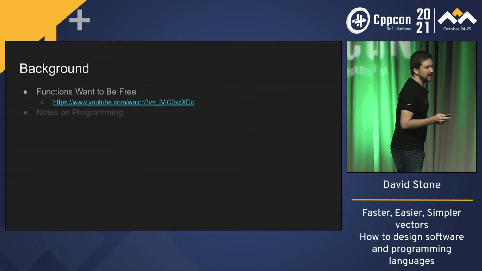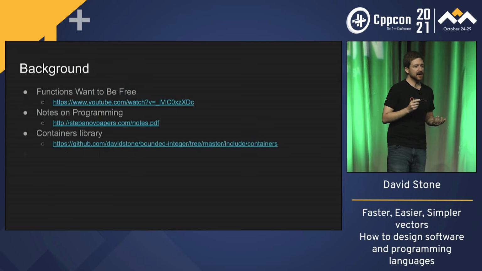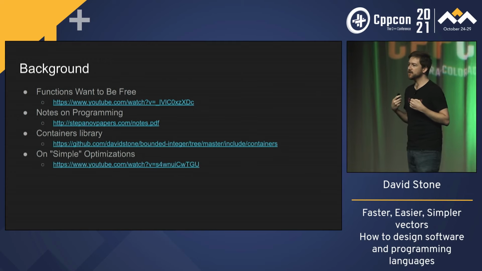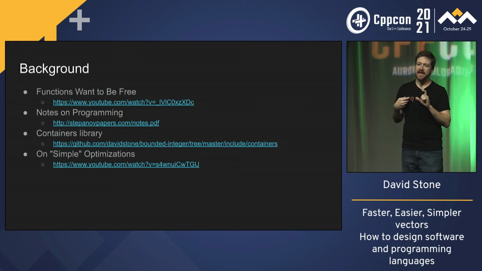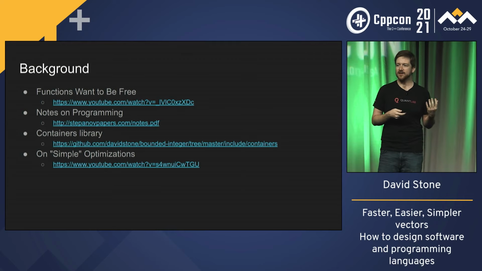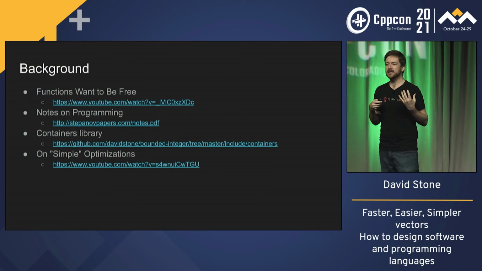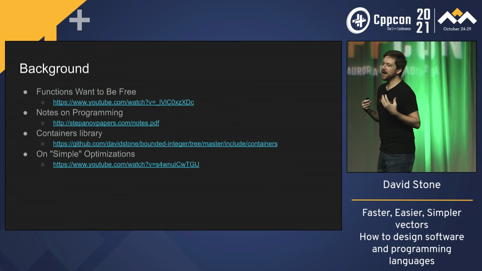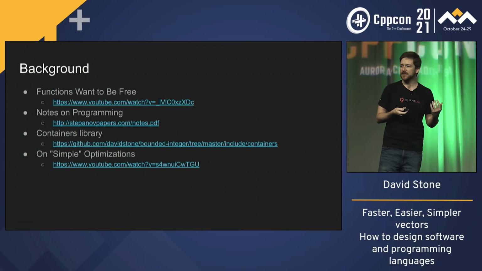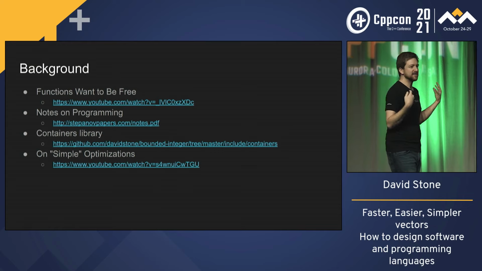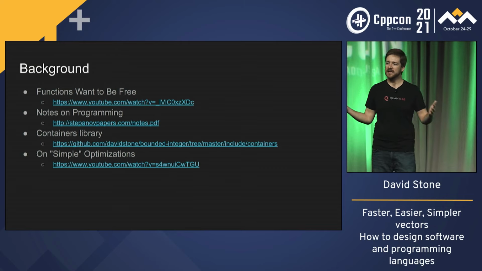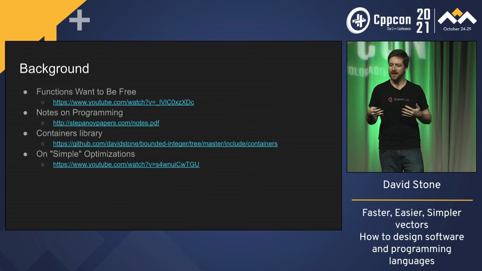Some background, mostly just wanted to get some links in here. Functions Want to Be Free is a presentation that I gave a few years ago, where I look in detail into the implementation of a lot of different algorithms. Notes on Programming is a paper by Alexander Stepanov you can read online. This, I think, is a really good summary of software design principles, specifically generic programming principles, the basis of the C++ standard library. And that is kind of the perspective that I'll be approaching this from, of wanting to make generic programming, separating data structures and algorithms, allowing you to combine them independently in an efficient way.